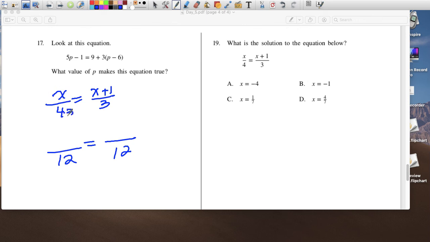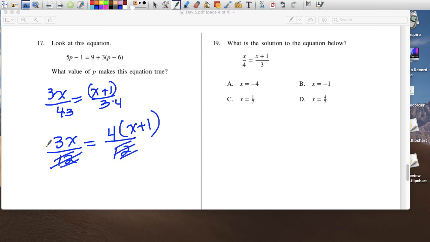So 4 times 3 is 12, so I multiply the top by 3, so I get 3x. 3 times 4 is 12, so I multiply the top by 4. So when I multiply, be careful, times 4, I'm multiplying this whole thing by 4, so I have to actually write it like that.